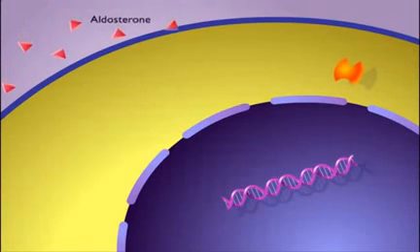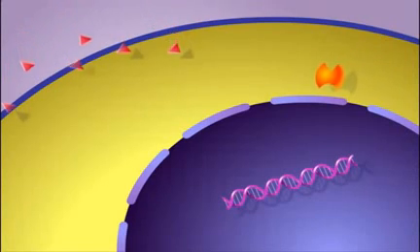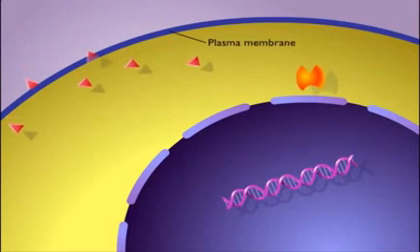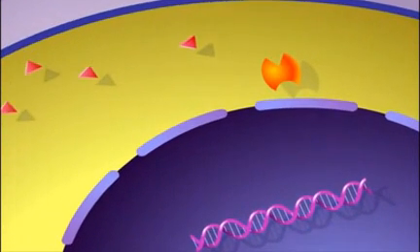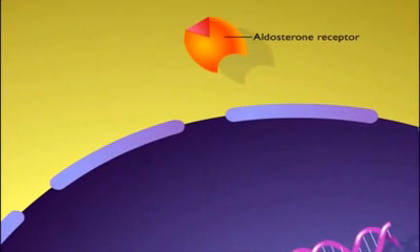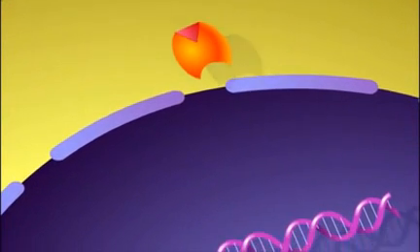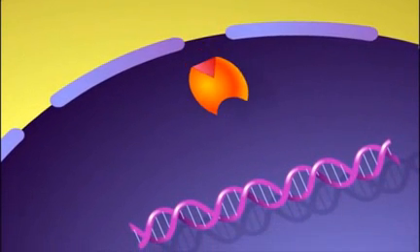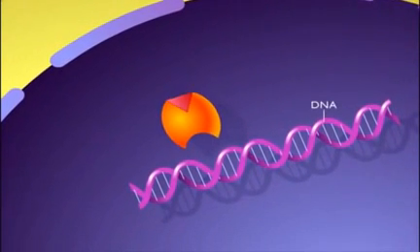Aldosterone is a lipid-soluble hormone that can easily diffuse through the plasma membrane. Inside the cell, aldosterone binds with an aldosterone receptor molecule in the cytoplasm. The aldosterone receptor complex moves into the nucleus and binds to DNA.